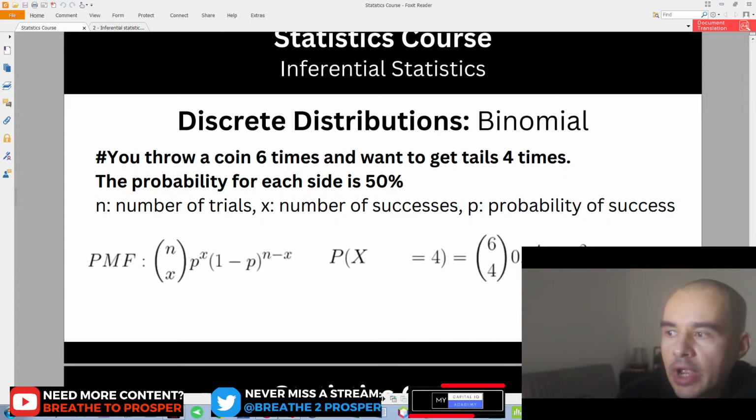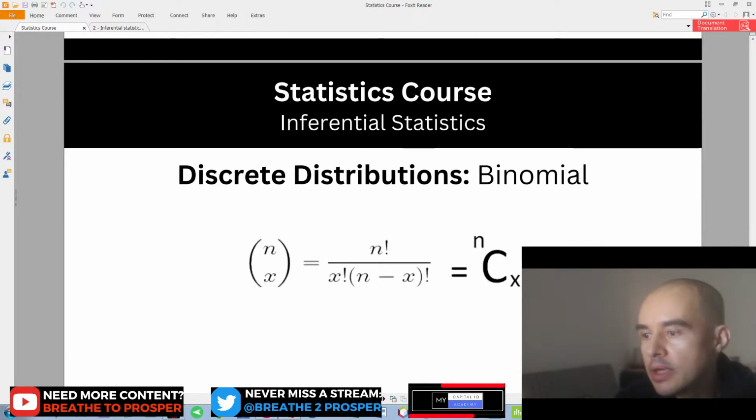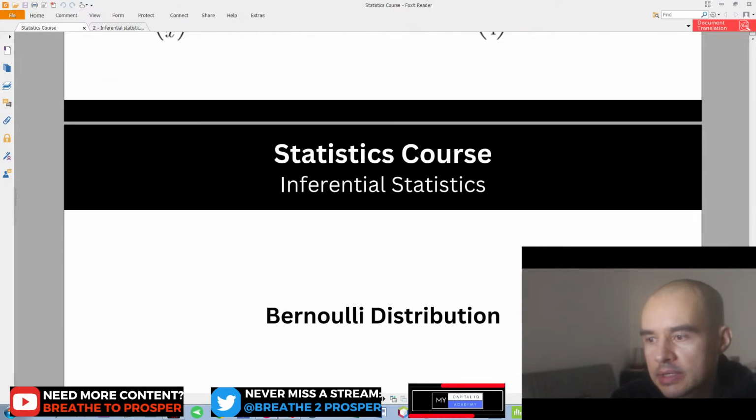Going back to our problem, let's say you throw a coin 6 times and we want to get tails 4 times, so combinatorics. The formula is 6, 4. This is the same thing when you're showing combinatorics, it's the exact same thing. So 6, 4, we know the probability of getting each side is 50%. So it's just plugging in the numbers here. N is 6, X is 4, so probability is 0.5. You just plug in the values and you get the probability. This is pretty straightforward. When you do these types of problems, for the most part, it's binomial.